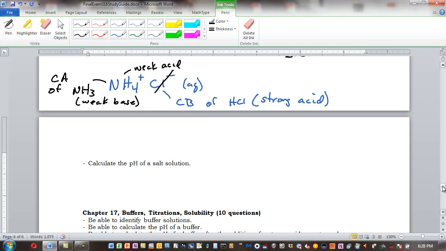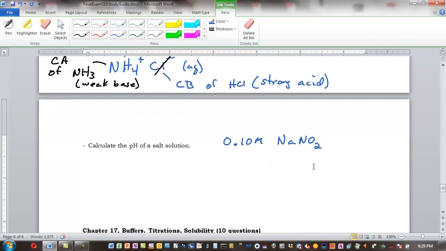Okay, so since we've been talking about NaNO2 a little bit, let's stick with that salt solution. So if I want to calculate the pH of that salt solution, what do you need to do? We've already done some of the work already, right? One, you've got to identify what's an acid or what's a base. Have we done that? Yeah.